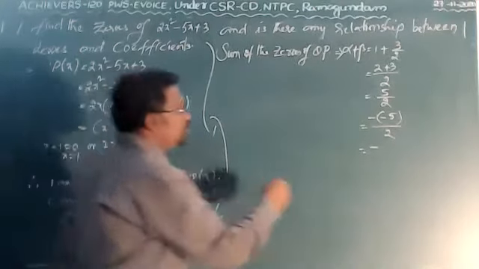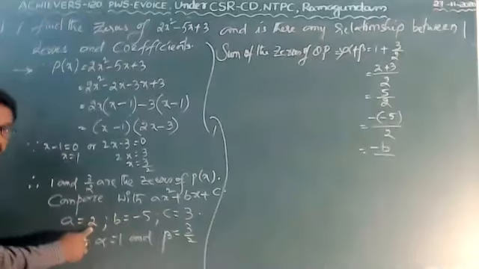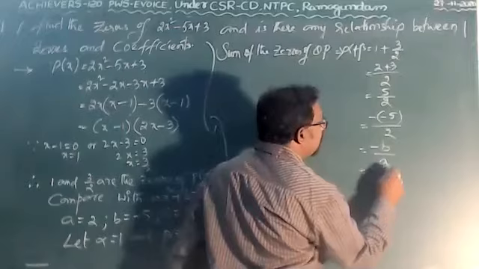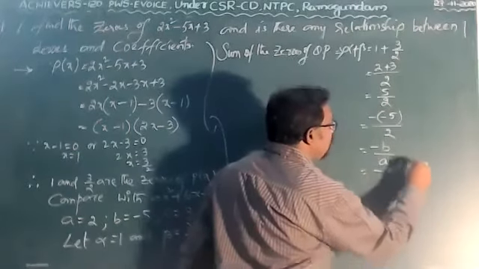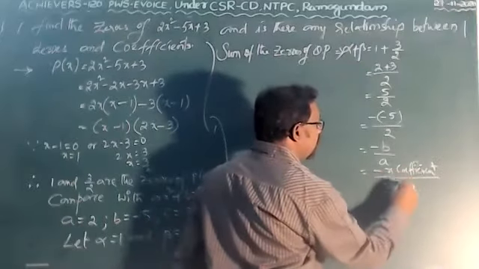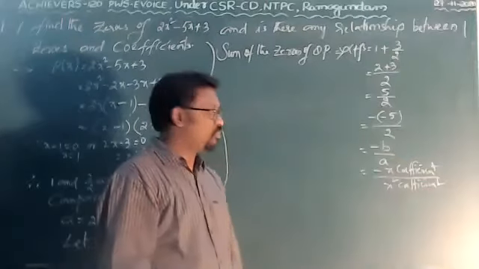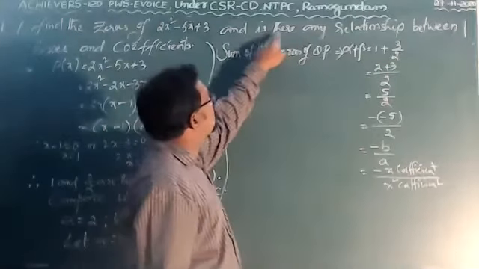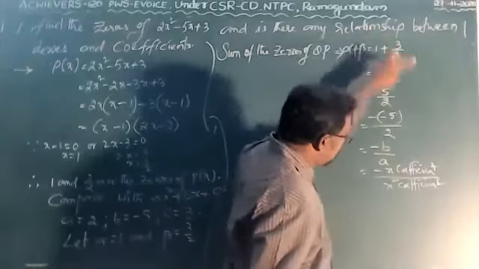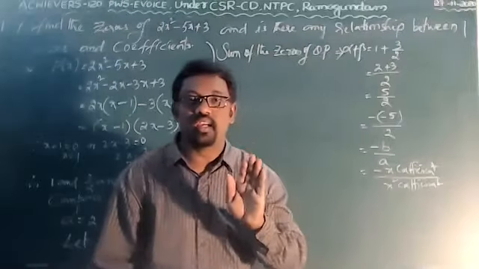Yes, is there minus 5? Is there any 2 here? Yes, here there is 2. These are the coefficients. Minus x coefficient by x square coefficient. Is there any relationship between zeros and coefficients? See, these are the zeros and these are the coefficients. Yes, there will be a relationship between the zeros and coefficients.